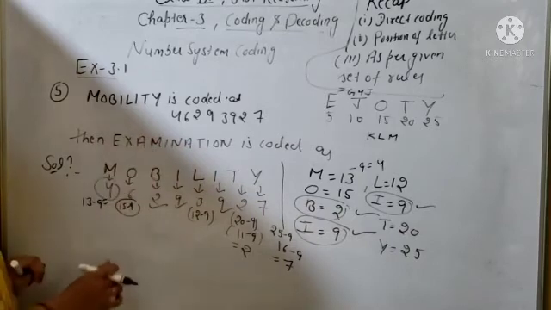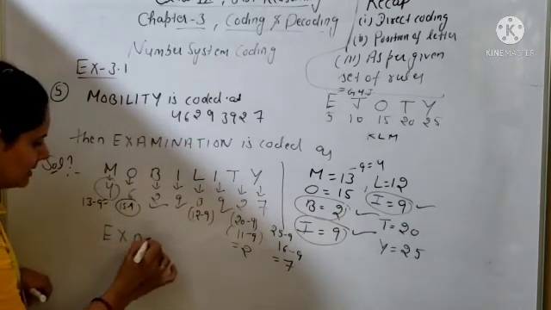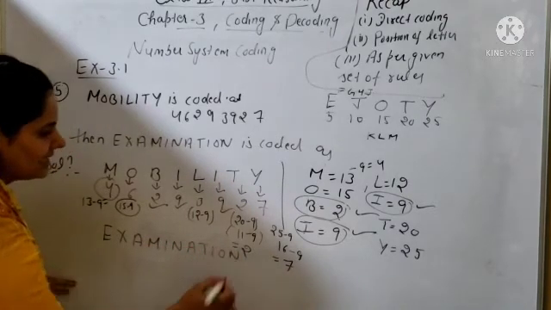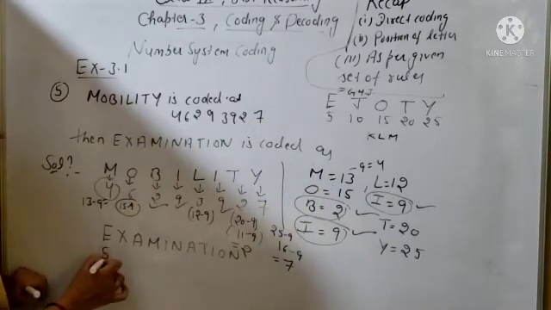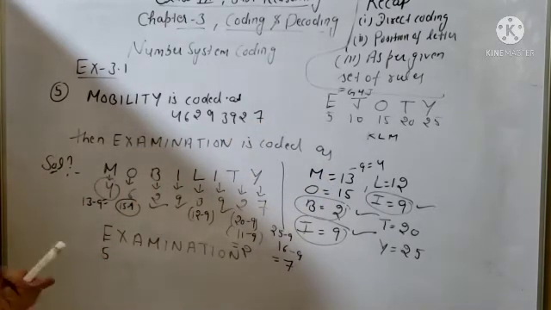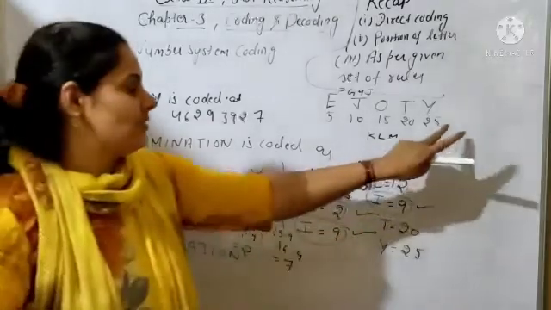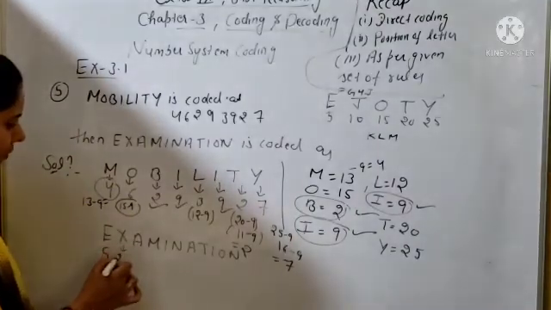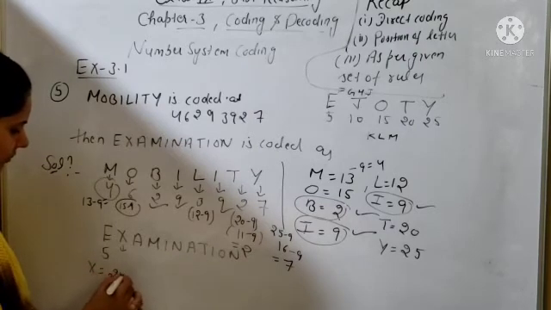But how will you write the word examination, beta? How will you write examination? E position. So E position is 5. So you will write as it is, because this is a 1-digit number only. X position. What will be the X position? X, Y. So 24th place. X is at 24th place. So it will be 24 minus 9. You will subtract 9.